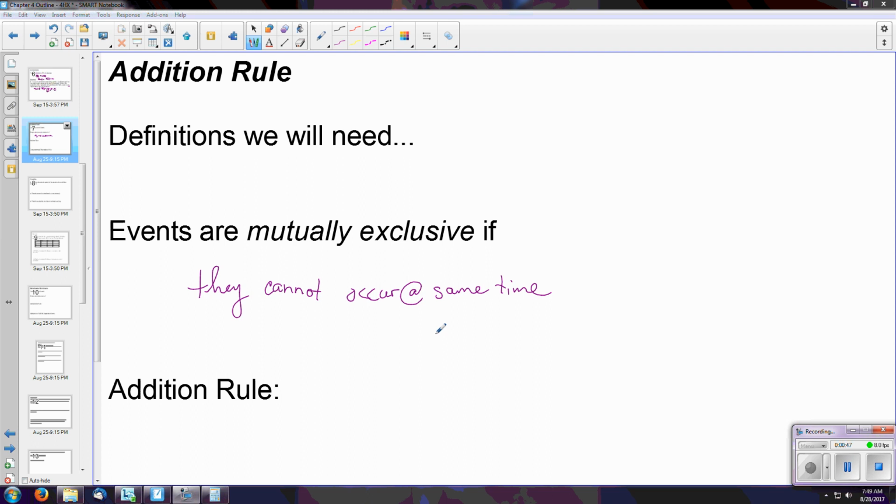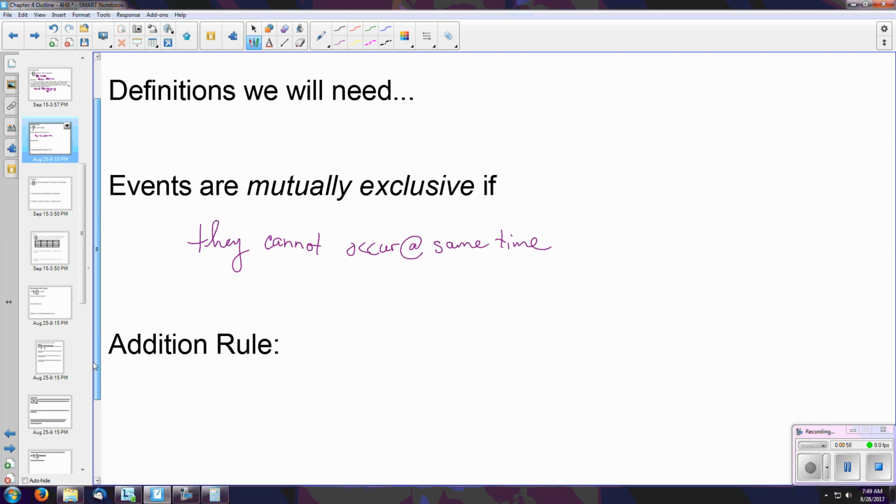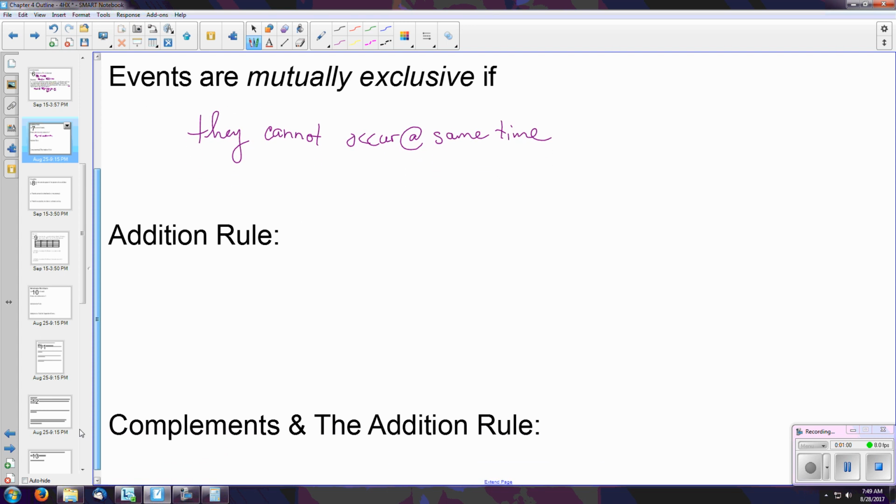Examples of things that are not mutually exclusive would be something like selecting a black card or a king at the same time, because there are two kings that are also black cards. There are, again, many different options of what can occur there.